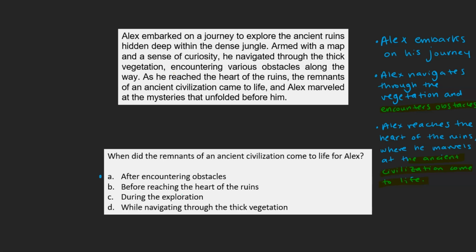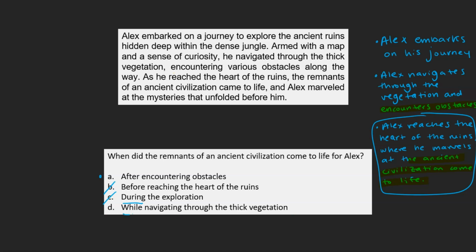B. Before reaching the heart of the ruins. As we can see, our timeline indicates that these events happened at the same time, not one before the other. Therefore, this can be marked as incorrect. C. During the exploration. The word during implies that these two events happened at the same time. Because we can see this is not accurate, as they don't share a spot on the timeline, this too can be marked as incorrect.